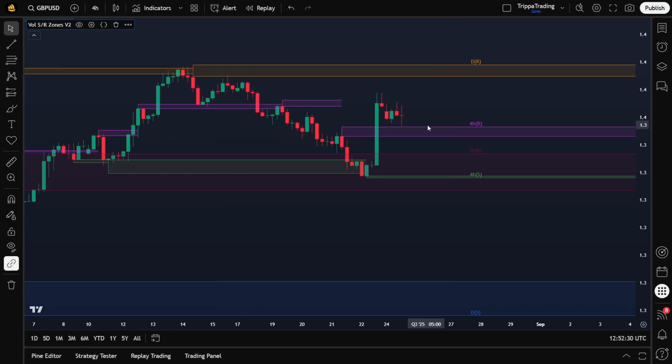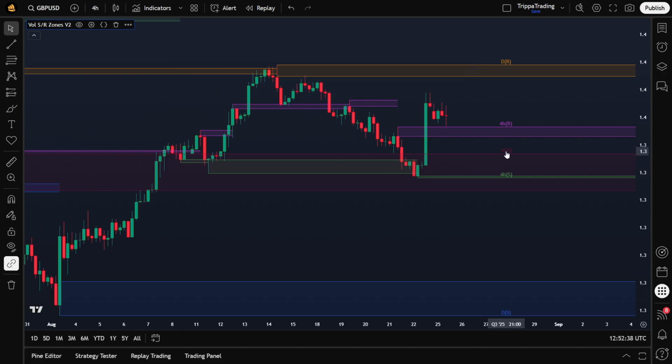They're color-coded and labeled, so I know which is which. A good tip when using this is to pay extra attention to the higher time frame zones. Even if you're trading intraday, the daily levels tend to act like magnets. If price is near 1, expect a reaction.